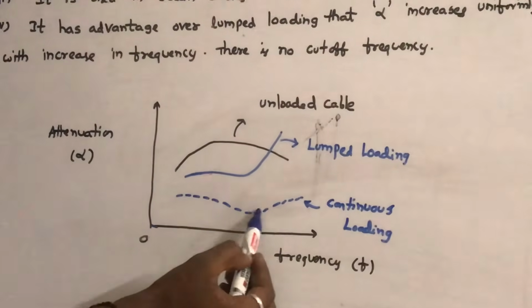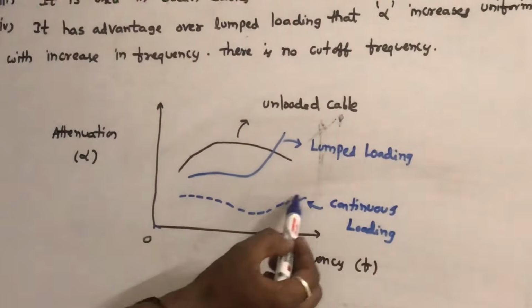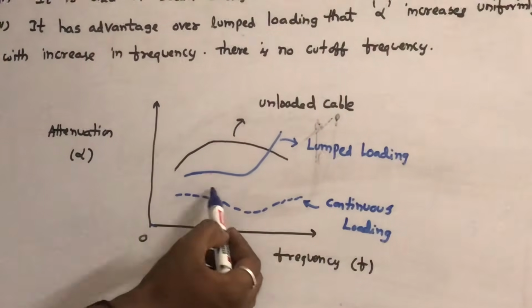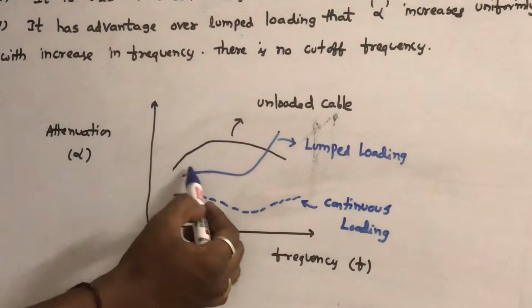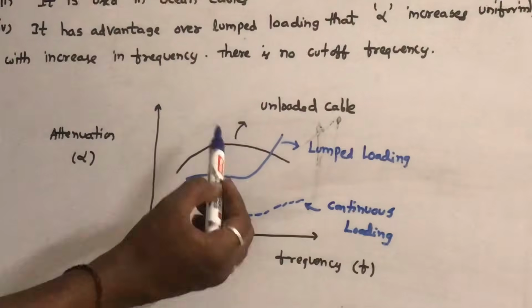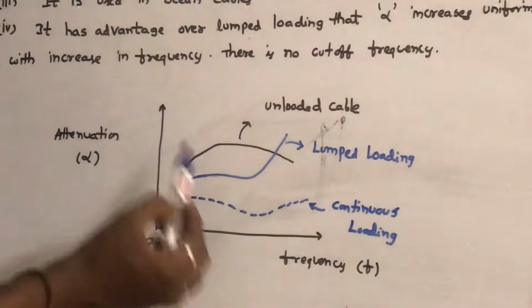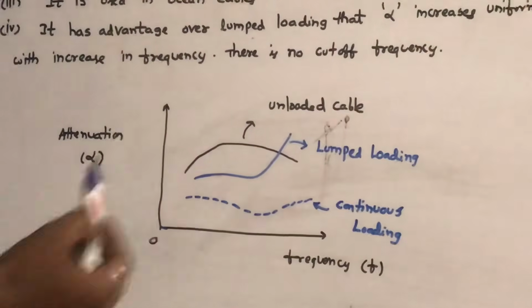So this dotted portion is continuous loading. See the continuous loading, the attenuation losses are very less, because the cable is loaded over its entire length. So this is lumped loading. In lumped loading, the attenuation is a little bit high when compared with the continuous loading. So this side is attenuation losses, this axis is the frequency axis.